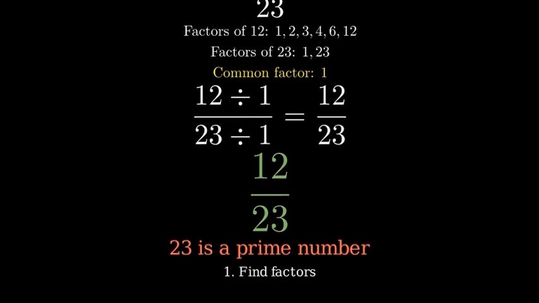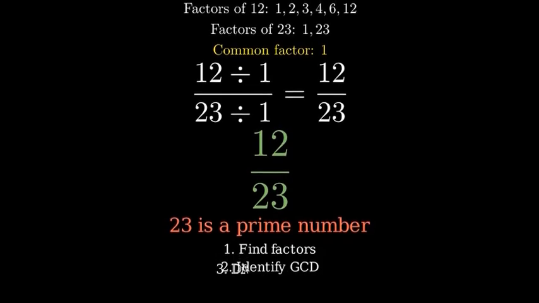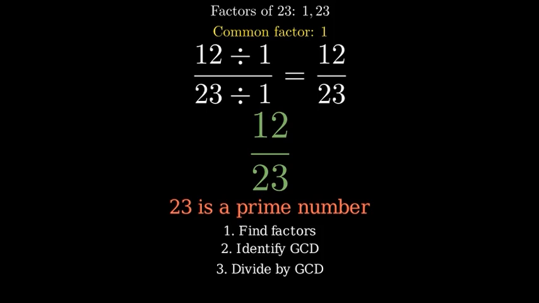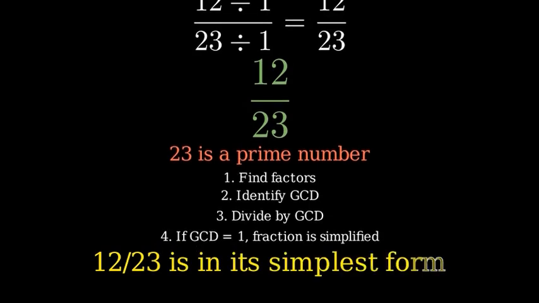First, find the factors of both the numerator and denominator. Then, identify the greatest common divisor. Finally, divide both the numerator and denominator by this GCD. If the GCD is 1, the fraction is already in its simplest form. And that's how we determine that 12 over 23 is already in its simplest form.